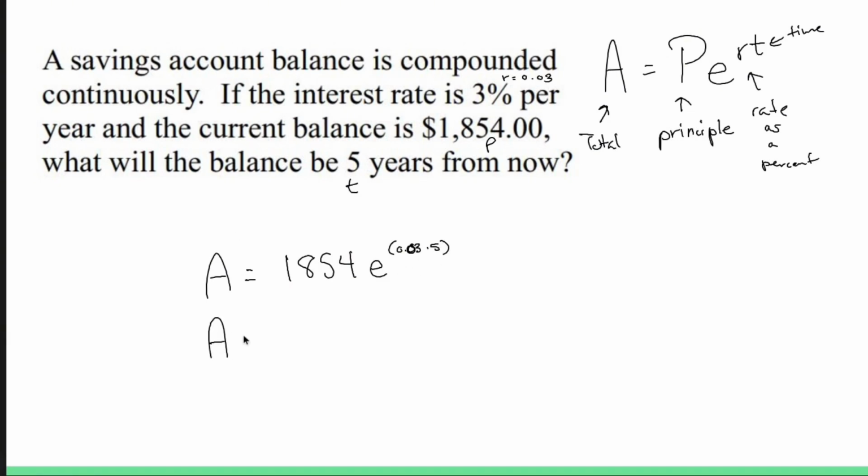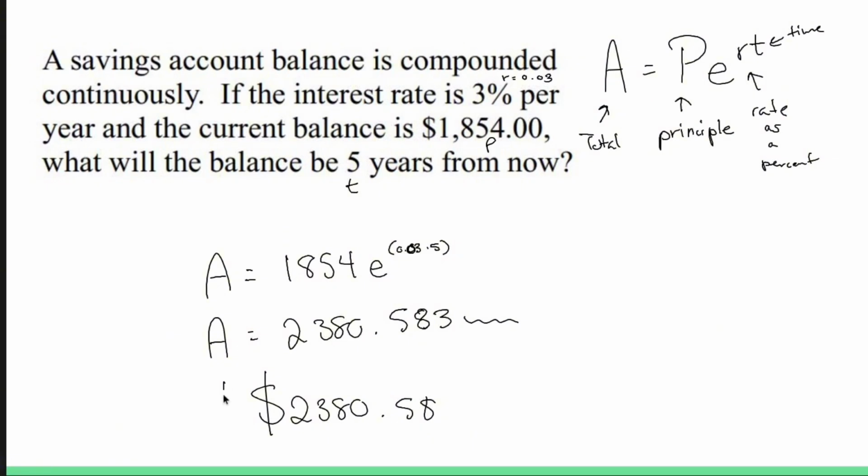And I ended up with 2380.583, and so on. Since this is money, $2,380.58. That's the continuously compounded interest formula. Fun stuff.